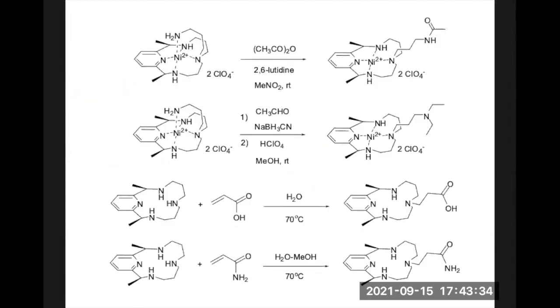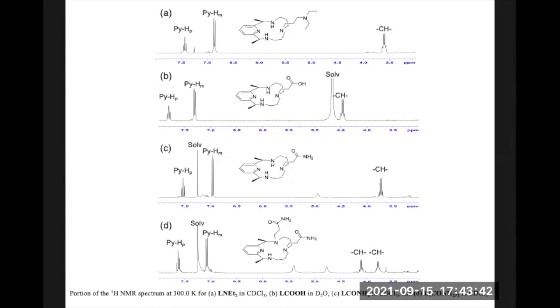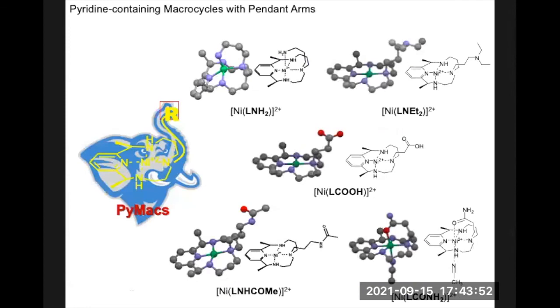Now, this diagram shows you all the synthesis steps to form the desired compounds. I also used NMR spectroscopy to verify the acquired products as shown here. And finally, structures of novel pyridine macrocycles were also confirmed using X-ray crystallography as shown here.